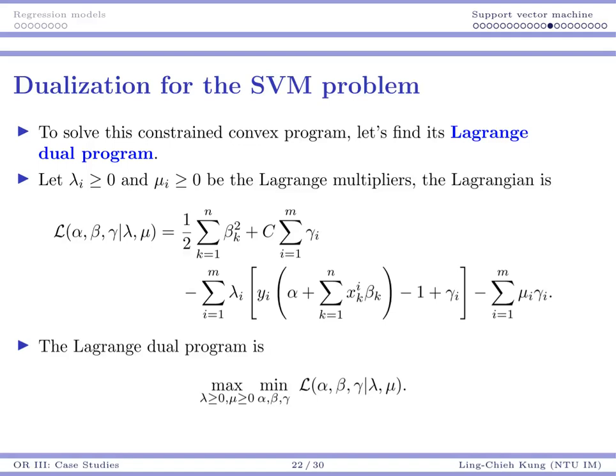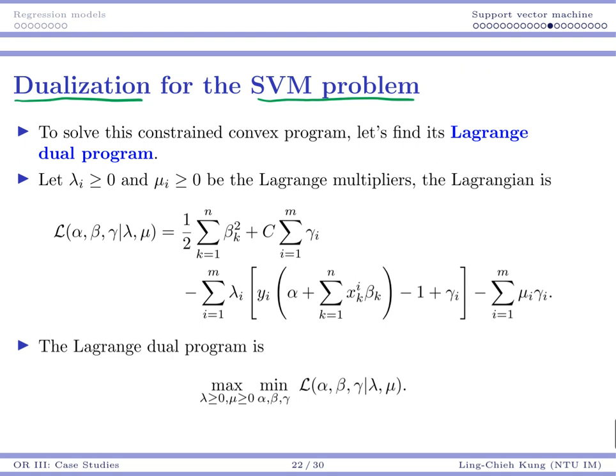So our last thing we want to do is to dualize our SVM problem. Well, why do we want to do that? Recall that for our SVM problem, either for perfect or imperfect separation, we are always able to solve it because it's a convex program. But it does not mean we want to solve it directly.